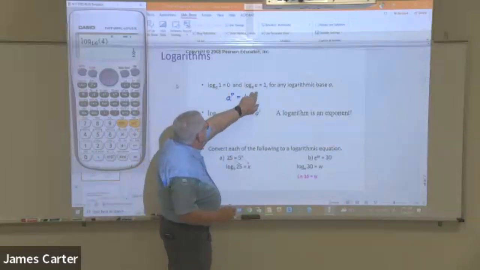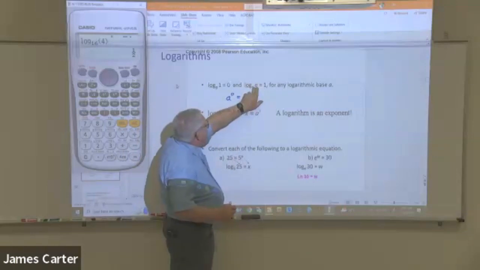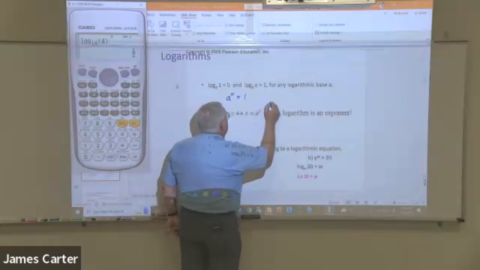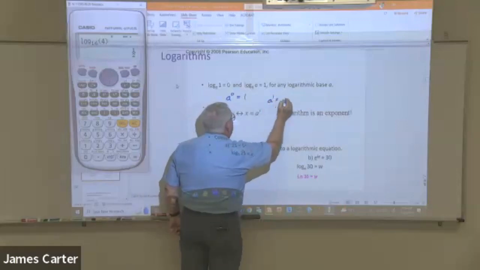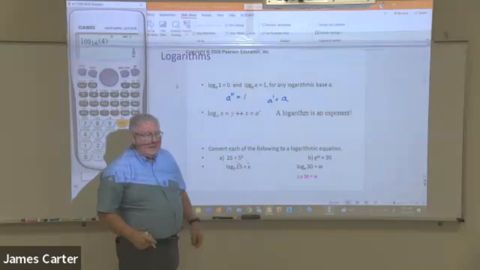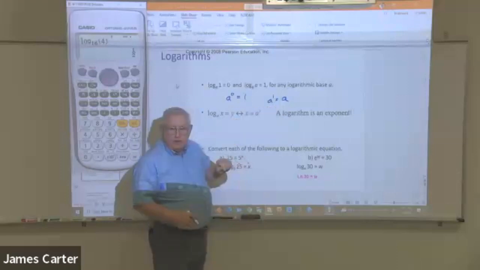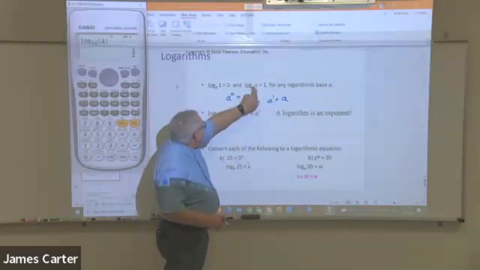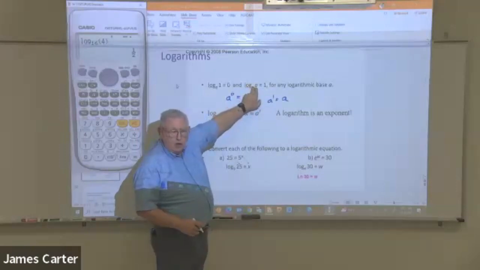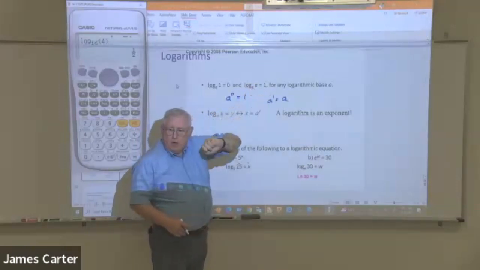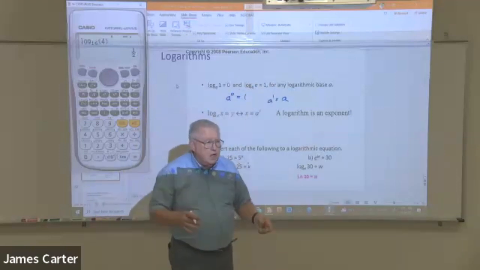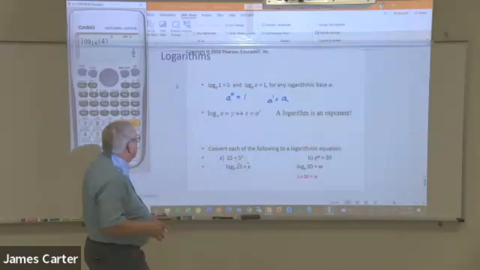Okay? Over here, here's another rule. Log base a of a equals 1. Well, let's put this in exponential. A to the first equals itself. Is it equivalent? A to the first power is itself. So therefore, anytime you see log a of a, log b of b, log q of q, it's going to be equal to 1. So these are 2 major problem-solving rules that we're headed towards. Okay?